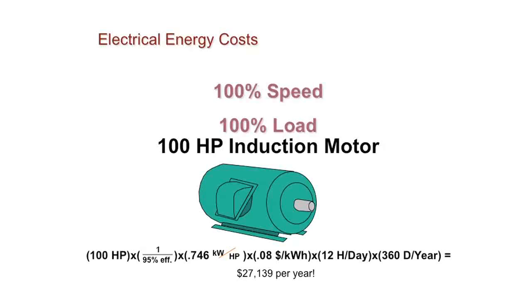So here's an example. Here's a 100 horsepower motor. It's an induction motor. It's got slip. If it runs at 100% speed and 100% load, so it's always 100%, and it's a 95% efficient motor, just to pull a number, and our cost of energy is 8 cents a kilowatt hour, and we run it 12 hours a day for 360 days a year, we're going to burn $27,000 worth of energy.